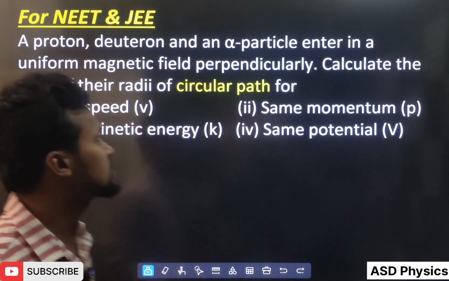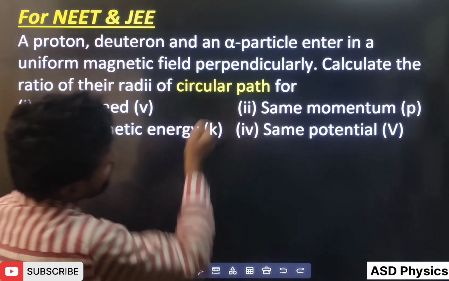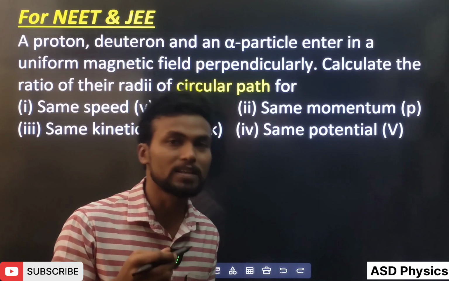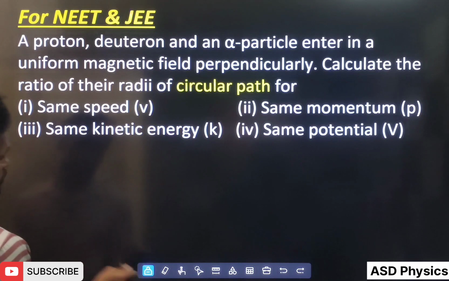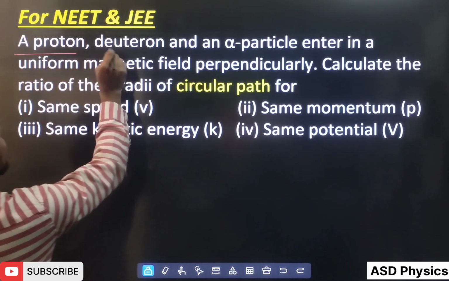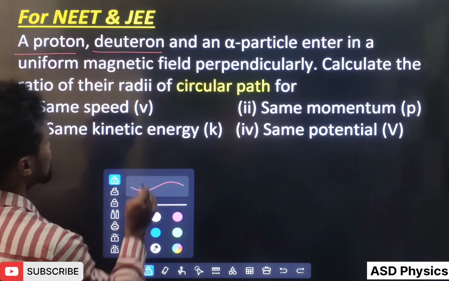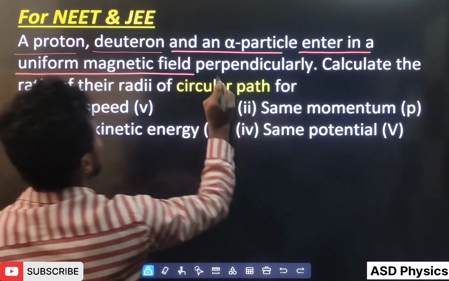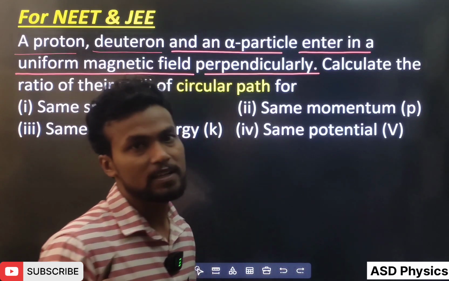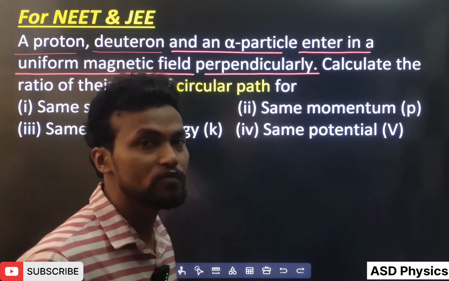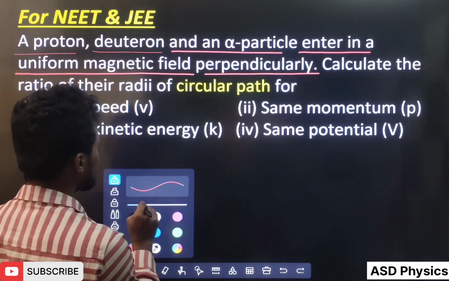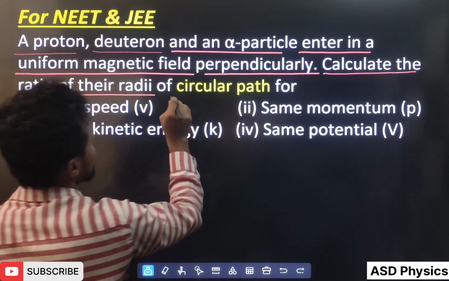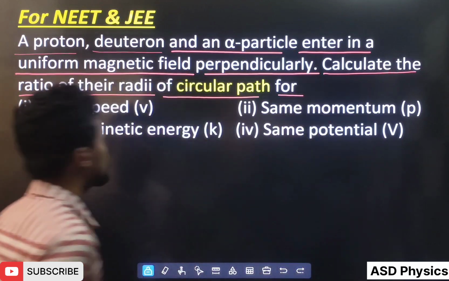So here, if you see the question, they have told you which kind of path is there, circular path. That means the velocity is perpendicular to the magnetic field. So let's go through the question, students. The question is: a proton, deuteron and alpha particle enter a uniform magnetic field perpendicularly. That means theta is how much? 90 degree. The angle between velocity and magnetic field is 90 degree.